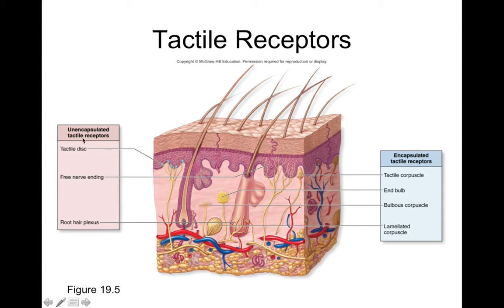Now, for the unencapsulated types of receptors we find in skin, this can include things like the tactile discs, which is in the stratum basale of our epidermis. This also refers to the free nerve endings we find throughout the dermis and epidermis, as well as something called root hair plexus, which is associated with hair follicles throughout skin. Now, for the encapsulated varieties, we have things like tactile corpuscles, which are found in the papillary layer of dermis. We have end bulbs, which are found in the dermis, or bulbous corpuscles, which are found in the dermis, as well as something called lamellated corpuscles, which can be found in the dermis or the subcutaneous tissue, or hypodermis.